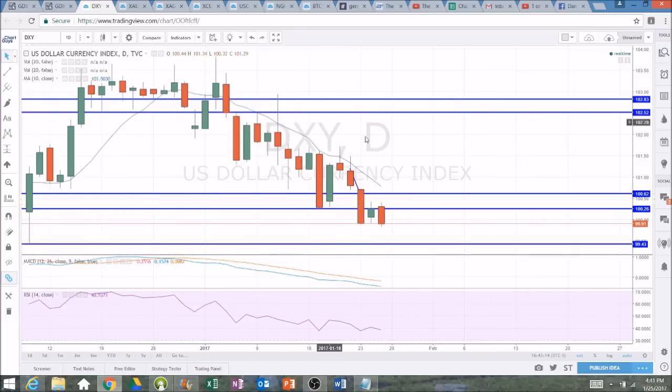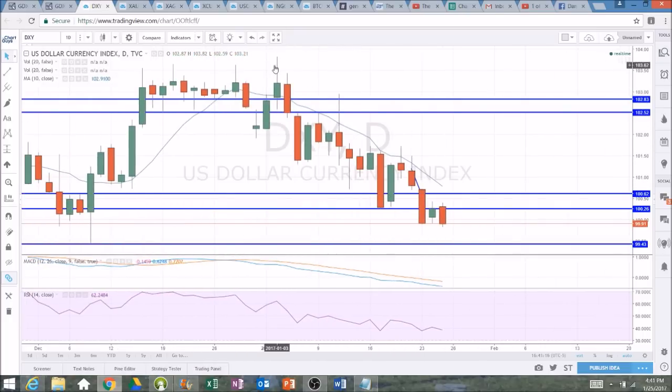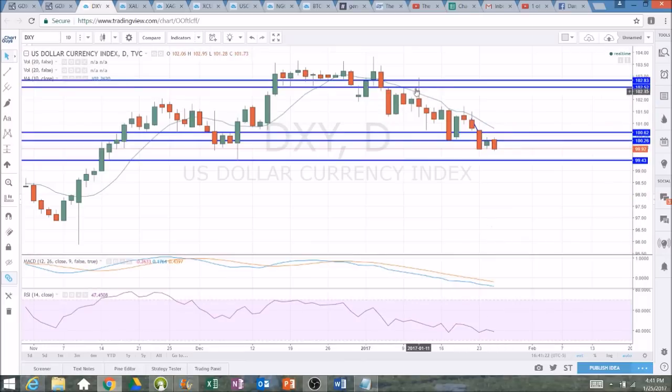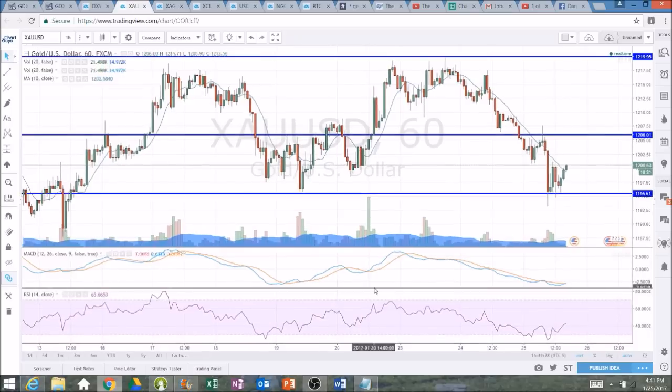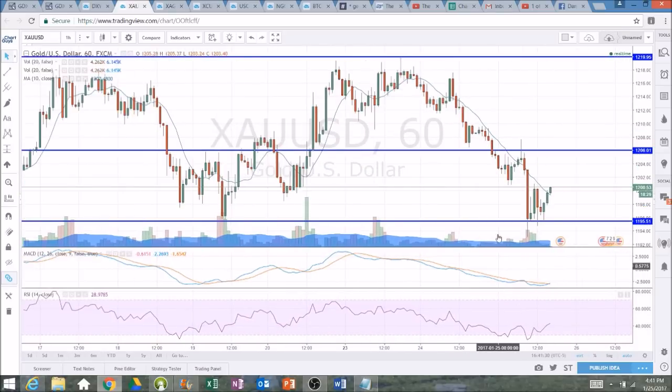Look at how many bullish reversal candlesticks since the high that have been negated. 1, 2, 3, 4, 5 with no confirmation. Rejecting from the 10-day moving average resistance about 5 or 6 times. Bears are in full control of the dollar. You look at gold, gold is weak as well.